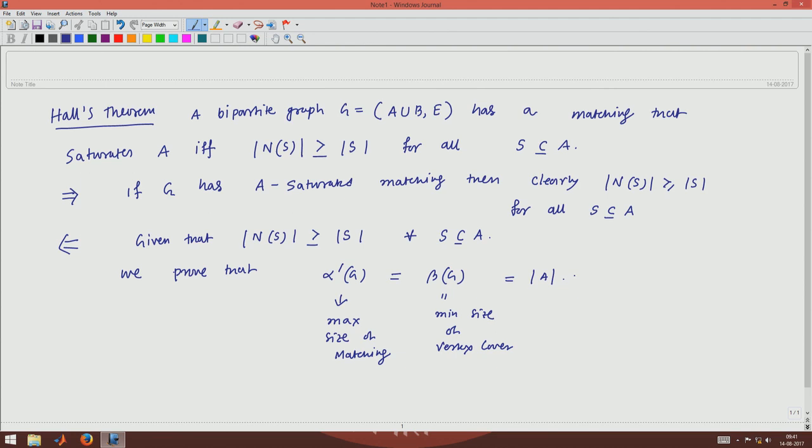So, we prove this theorem with the help of Koenig's theorem, because we know that for a bipartite graph the size of the maximum matching is equal to the size of the minimum vertex cover. So, we will prove that the size of the minimum vertex cover is equal to the cardinality of A, because if those conditions are satisfied, then the graph has a saturated matching. That means all the vertices of A are matched.